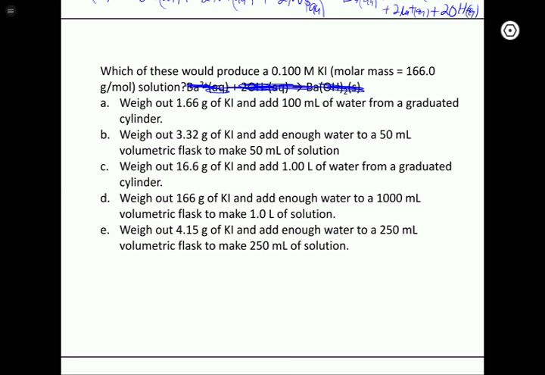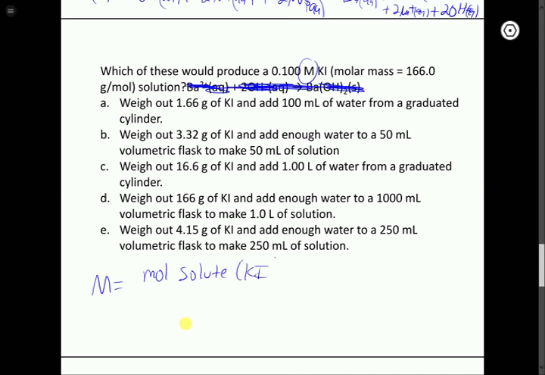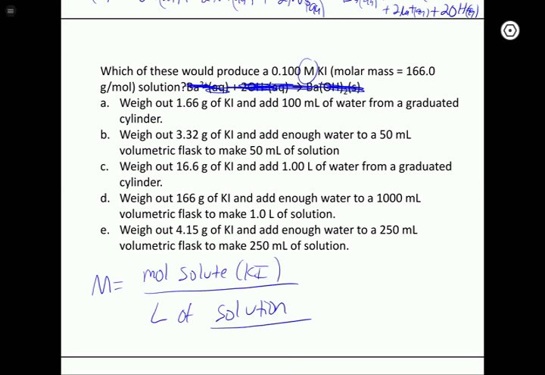Now the key concept to realize for this question is that this big M here, molarity, remember that it means moles of solute, which in this case is KI, per liters of solution. So when we make a solution that has a specific molarity, we can't just add a certain amount of water to it. That's our solvent. We have to make sure that our solution volume is equal to whatever desired volume we want for that solution. So that's a key point.